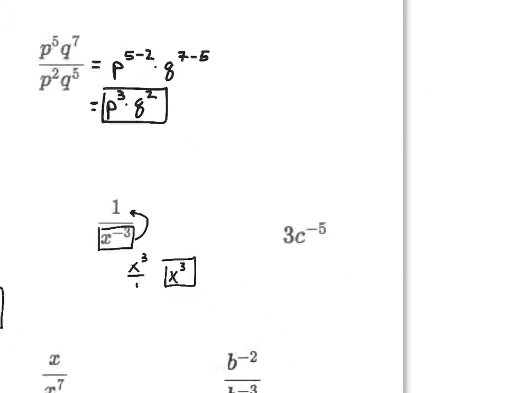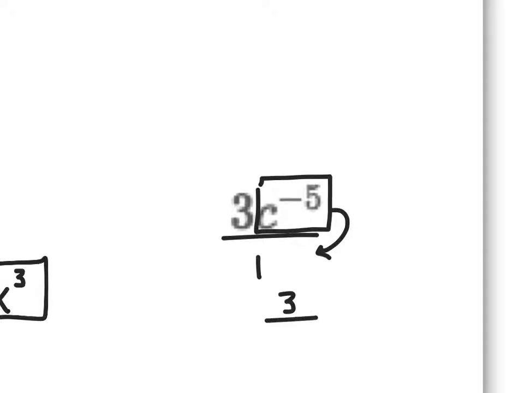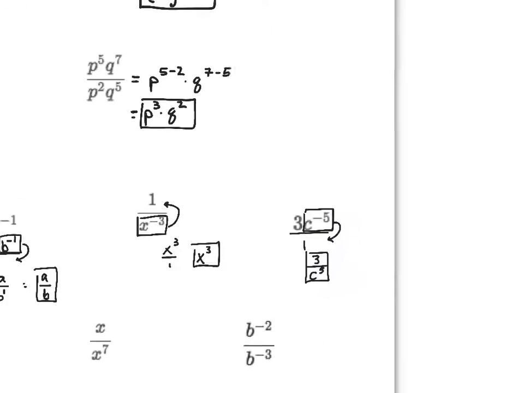One more. 3c to the negative 5 power, same thing. I'm going to put this over 1. Only the c is being raised to the negative 5 power, so I'm going to move that into my denominator, and we're going to get 3 divided by c to the 5th. And that's it. So we've got that.